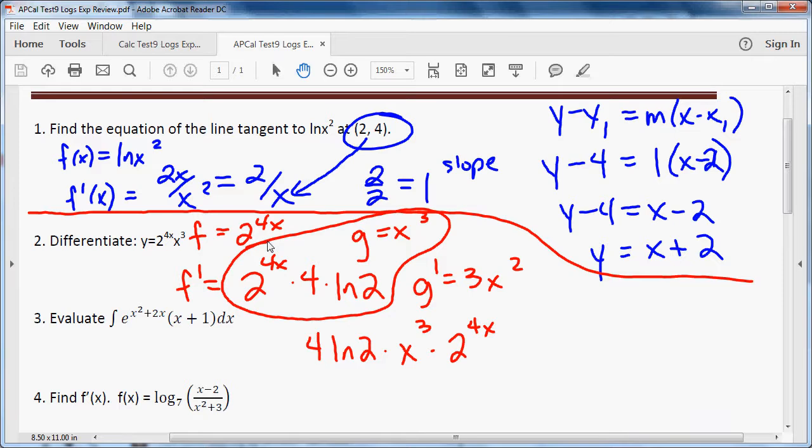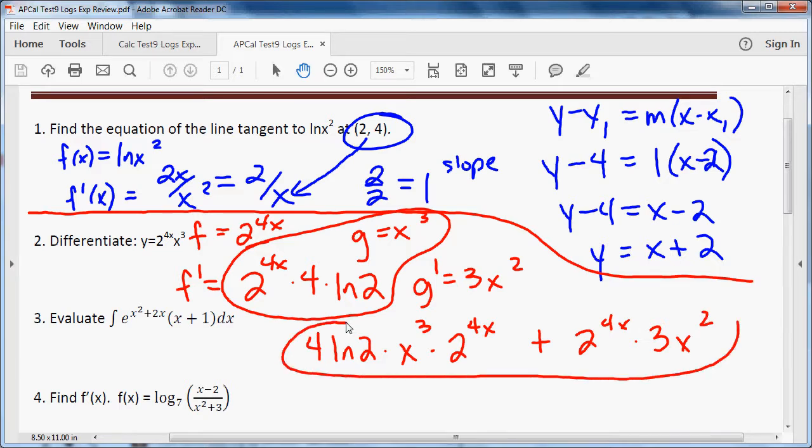Then we add f times g prime. Helps if I write that correctly. So that is, let me just rewrite that term, make sure we're clear. So the last part is f times g prime, so I have 2 to the 4x times 3x squared. Keep in mind, you cannot combine the 2 and the 3 because the 2 is the base of 2 to the 4x and the 3 is just a coefficient, so those do not combine. But this would be your final answer for that derivative.